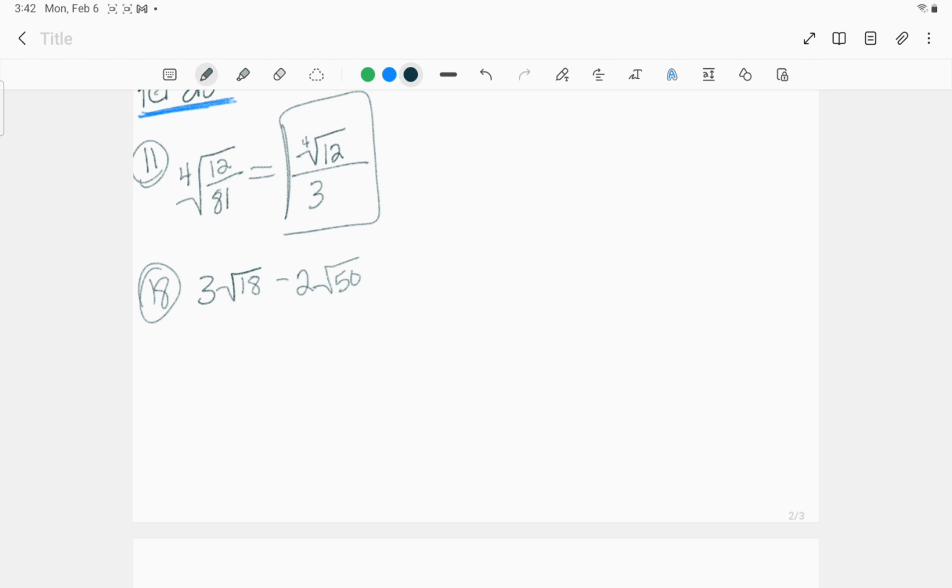Okay, so let's go to number 18. Number 18 is one that you have to simplify or that you have to break down. So factors of 18, where I get a perfect square, are 9 and 2.